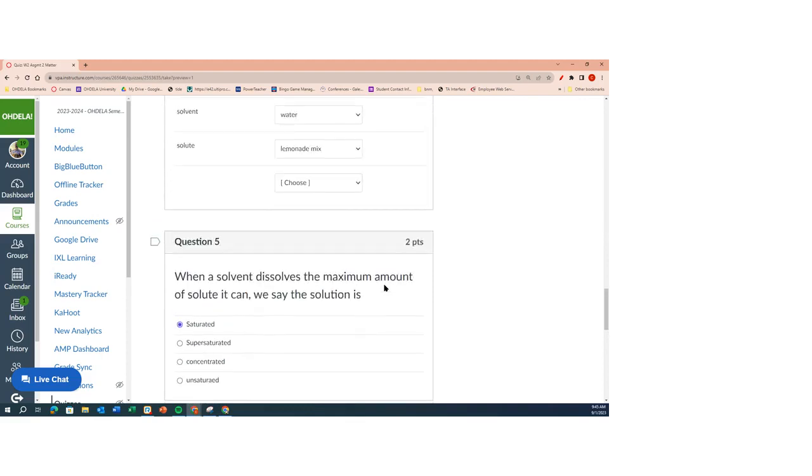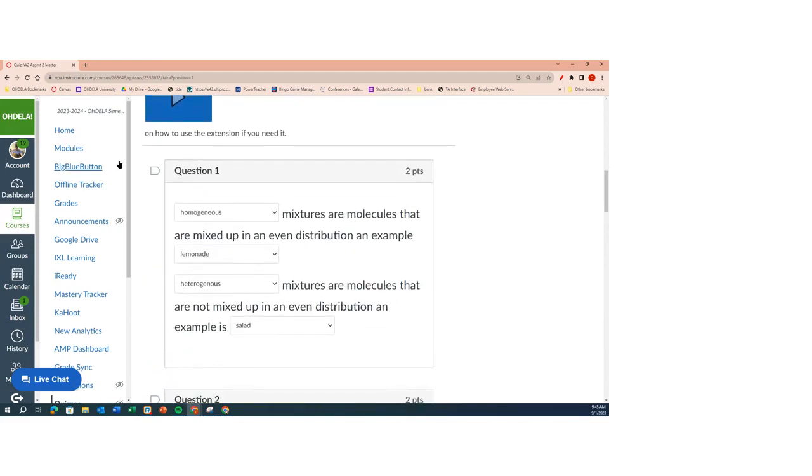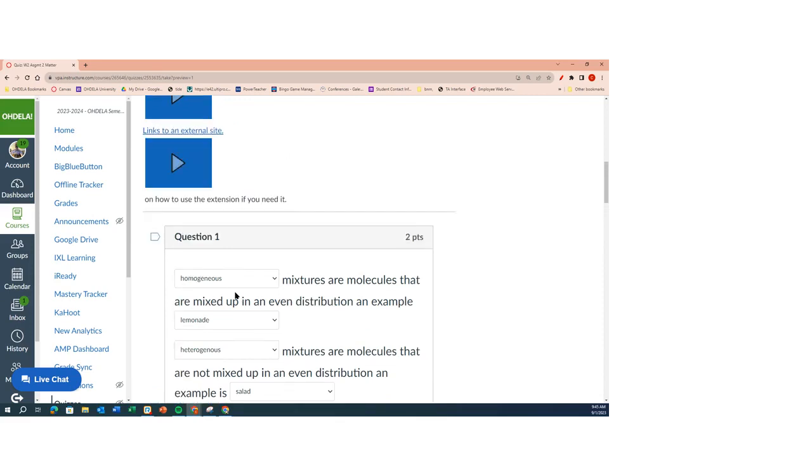Okay. Great. So number 1 is homogeneous, lemonade, heterogeneous, and salad. You have to put a white box for the empty spot. Oh, okay. You guys submitted it. I'm going to do that right now. Let me fix it. I don't know any other way to fix it other than to put the grades in the grade book, okay? So let me just do that.